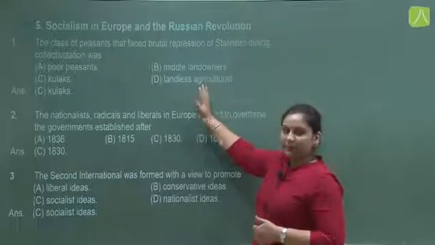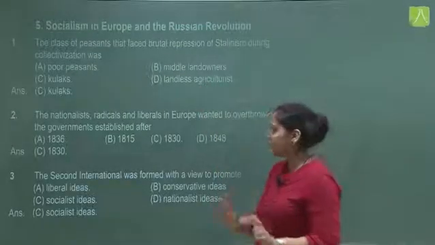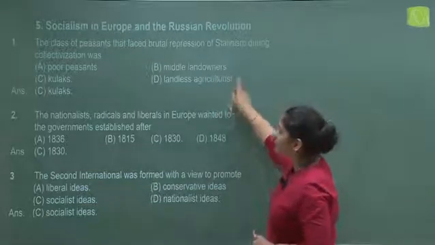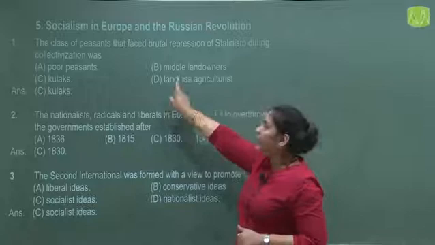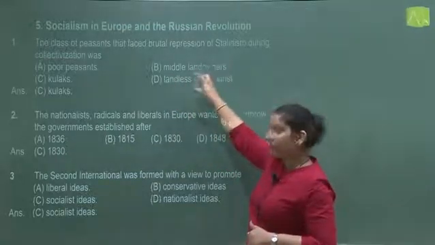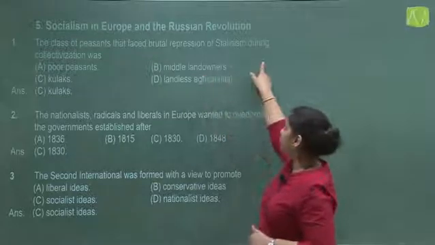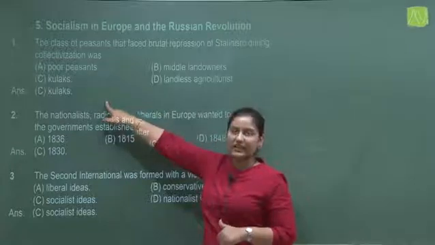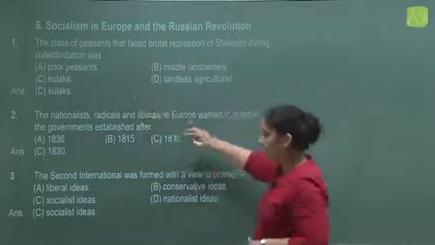The next and last chapter that we had studied in the previous class is related to socialism in Europe and the Russian Revolution. The first question deals with Stalin's collectivization program: which class faced brutal repression of Stalinism during the collectivization? Obviously the class was of kulaks, we had already read.